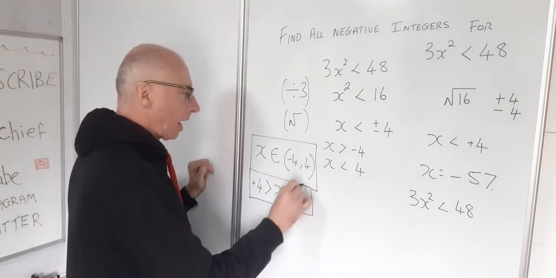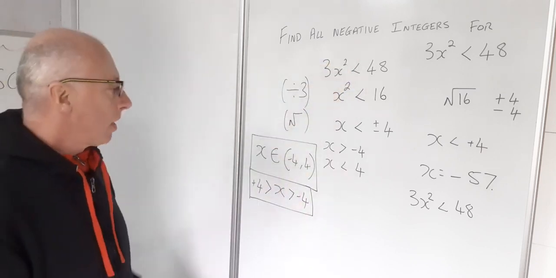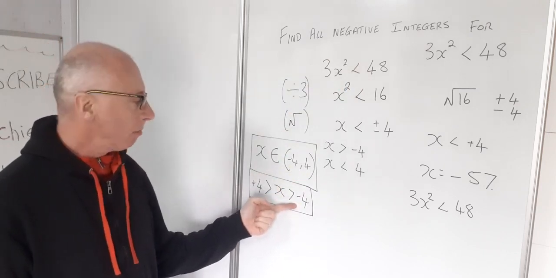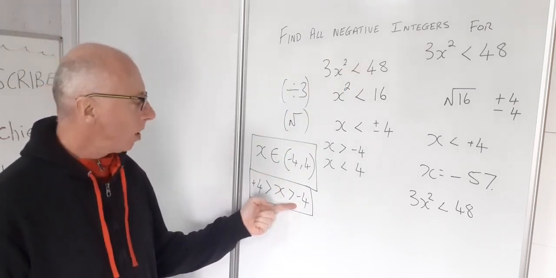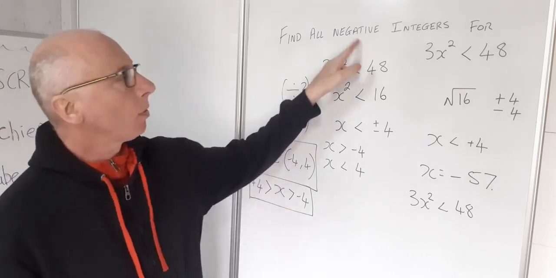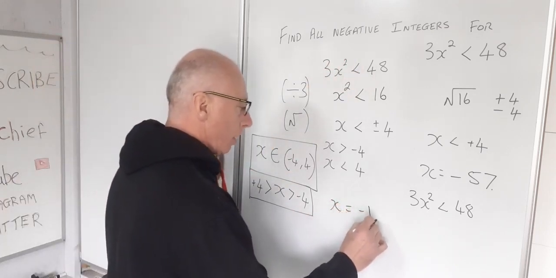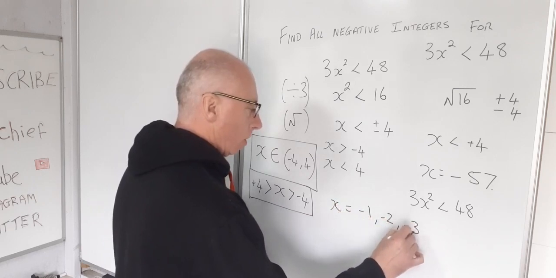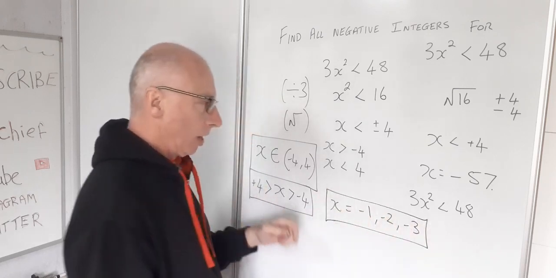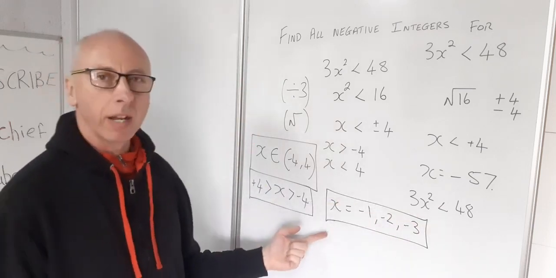Okay, now I'm only interested in the negative integers. So my negative integers in this range here are minus 3, minus 2 and minus 1. 0 is not included, nor is 1, 2, 3, because I want negative integers. So therefore x equals minus 1, minus 2 or minus 3. That will be my solution. I'm going to leave that for you guys to plug into here to just check it, but that's our solution and that'd be a good place to stop.